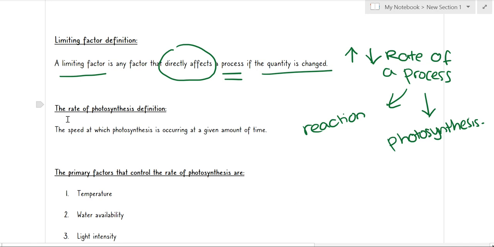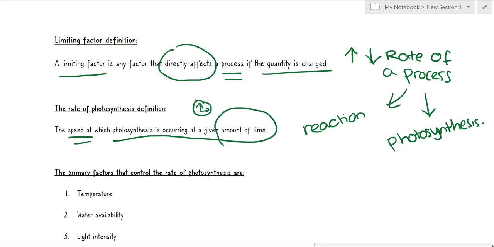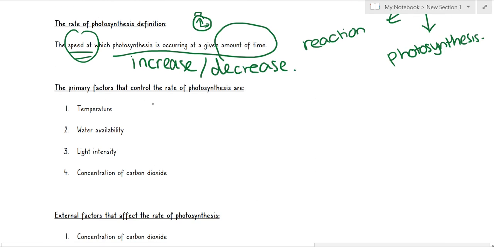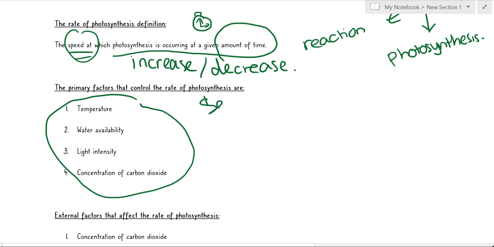The rate of photosynthesis, what we mean when we say this is that it is the speed at which photosynthesis is occurring at a given amount of time. So we need to look at the clock here. So when we talk about rate, it's about speed. Is it going fast? Is it going to increase? Is it going to decrease? The primary factors that control the rate of photosynthesis. So all of these will control whether or not photosynthesis will occur faster. So the speed of it.